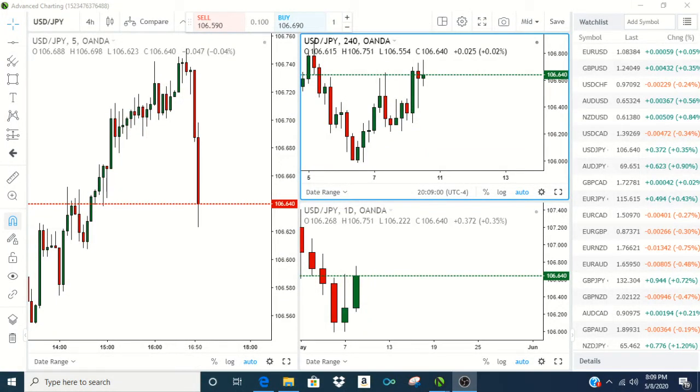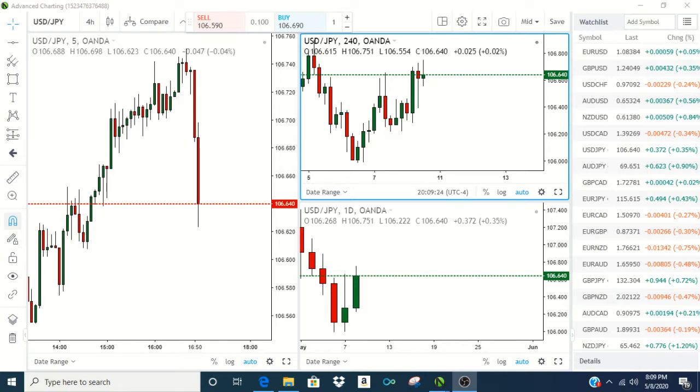Alright, welcome traders. Today's topic is how to draw supply and demand zones. Now first off, there are plenty of different ways to draw supply and demand zones. And so with that being said, I'm going to show you how I like to draw supply and demand zones.